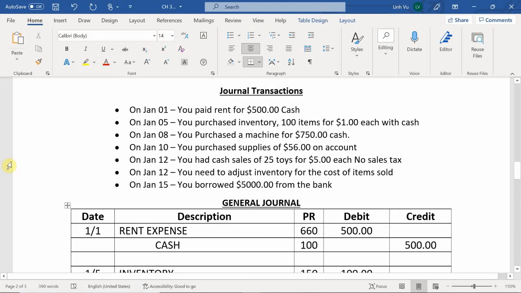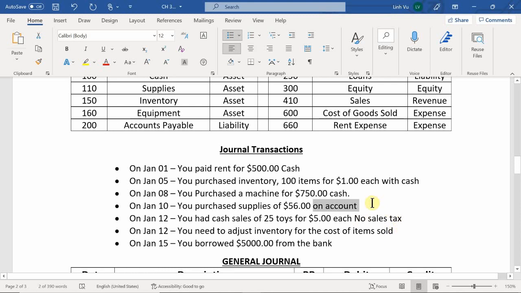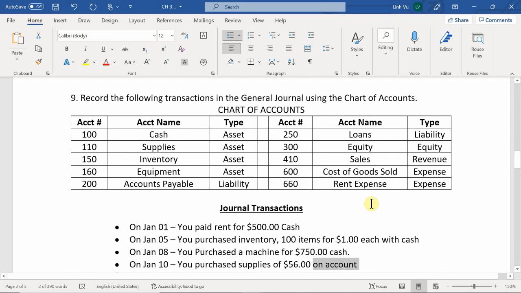All right, let's see what happened next. Then on January 10, you purchased supplies for $56 on an account. I bought it on an account. What does that mean? Account payable. Excellent. That means you bought it on credit, as in someone lent you the money and said, hey, purchase it on an account and you can pay me back later. So if that's the case, I bought supplies on an account payable.